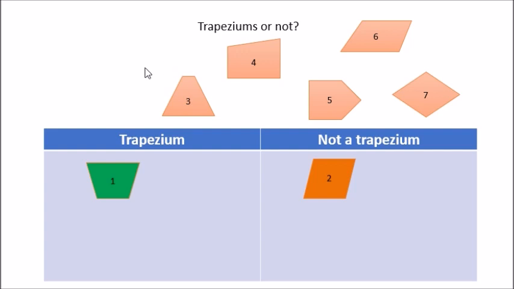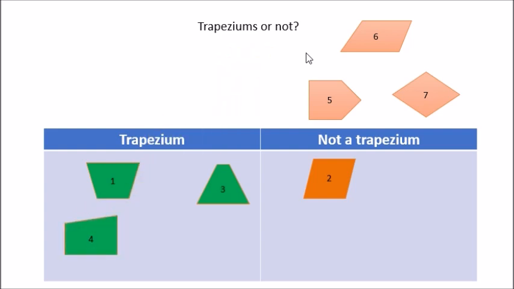Shape number 3, similar to shape number 1, the top and bottom line are parallel, and the sides are not. Shape number 4, the left and right are parallel, the bottom and top are not, therefore number 4 is a trapezium. And bear in mind, all of these have 4 sides. Trapeziums are quadrilaterals. Therefore, number 5, while it has one pair of parallel lines, it has 5 sides. Therefore, it is not a trapezium.